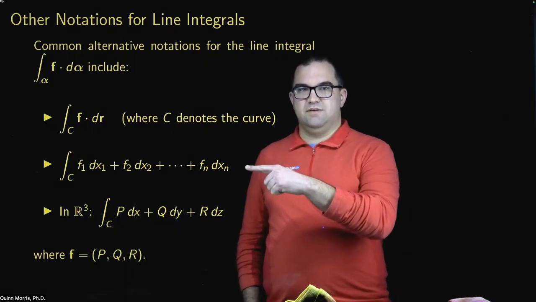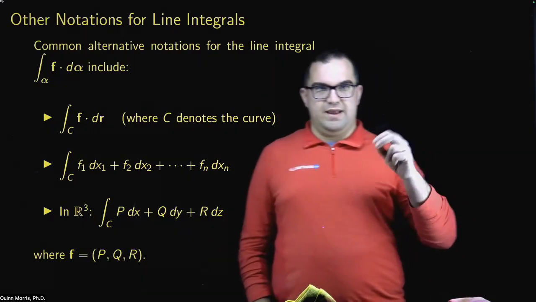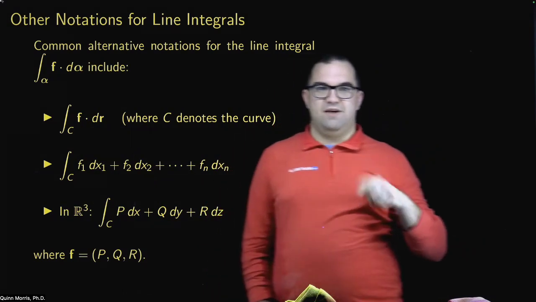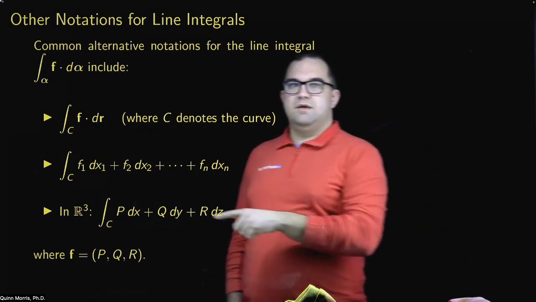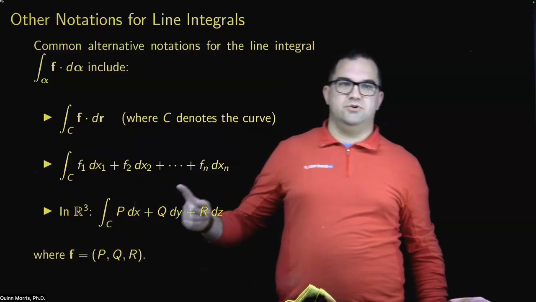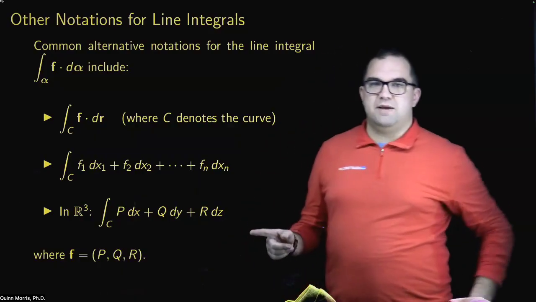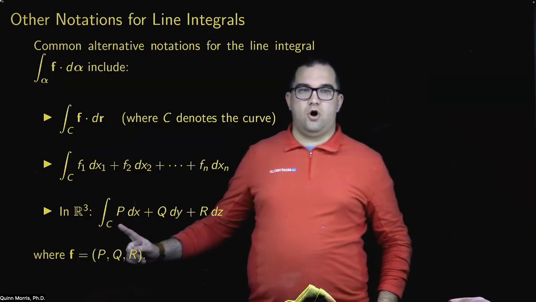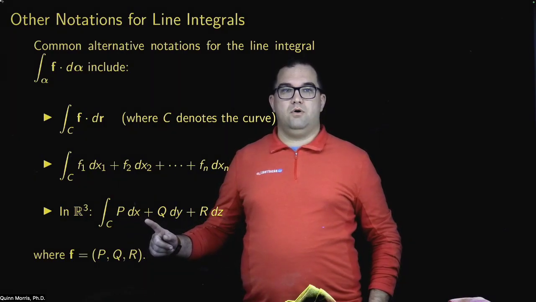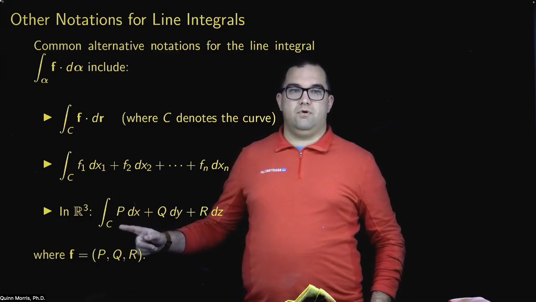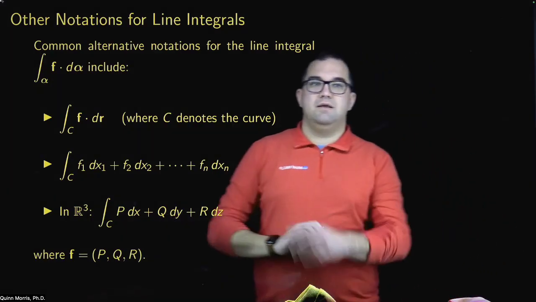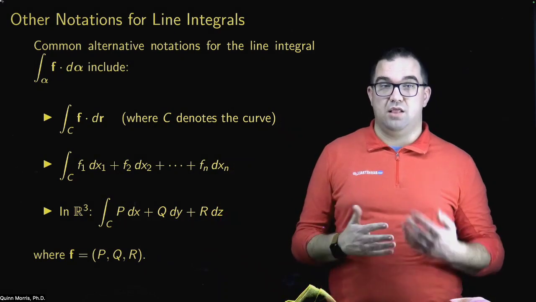These next two: this version is a special case of this version. The idea here is we're just going to break this out. If I think of this as an inner product, if f has components f1, f2, f3, all the way up to fn, then we could write this as the integral f1 dx1 plus f2 dx2, and so on and so on. In the special case that we're in R3, sometimes we might call the components of that vector field P, Q, and R. And then we will just write that as the line integral over the curve C, P dx plus Q dy plus R dz.